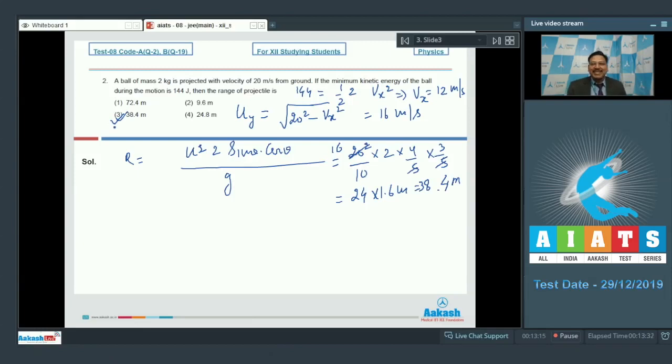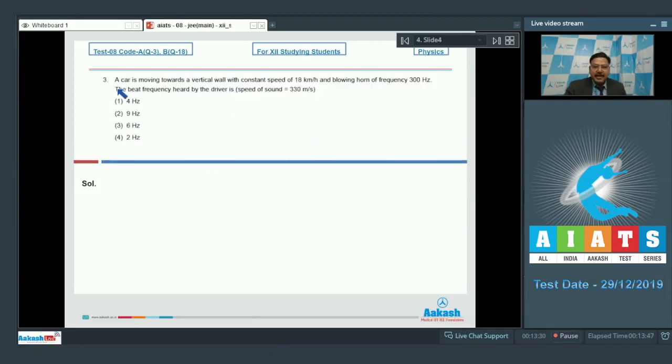Let's go to the next question now. Question 3 says a car is moving towards a vertical wall with constant speed of 18 km per hour and blowing horn of frequency 300 Hz. The beat frequency heard by the driver is, and speed of sound is given as 330 meter per second, and then there are 4 options.